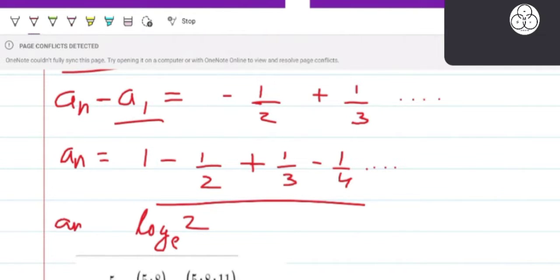So this is nothing else but the expansion of ln 2, log e base 2, right? When n tends to infinity, we will get this series. The answer is ln 2, or log e base 2.